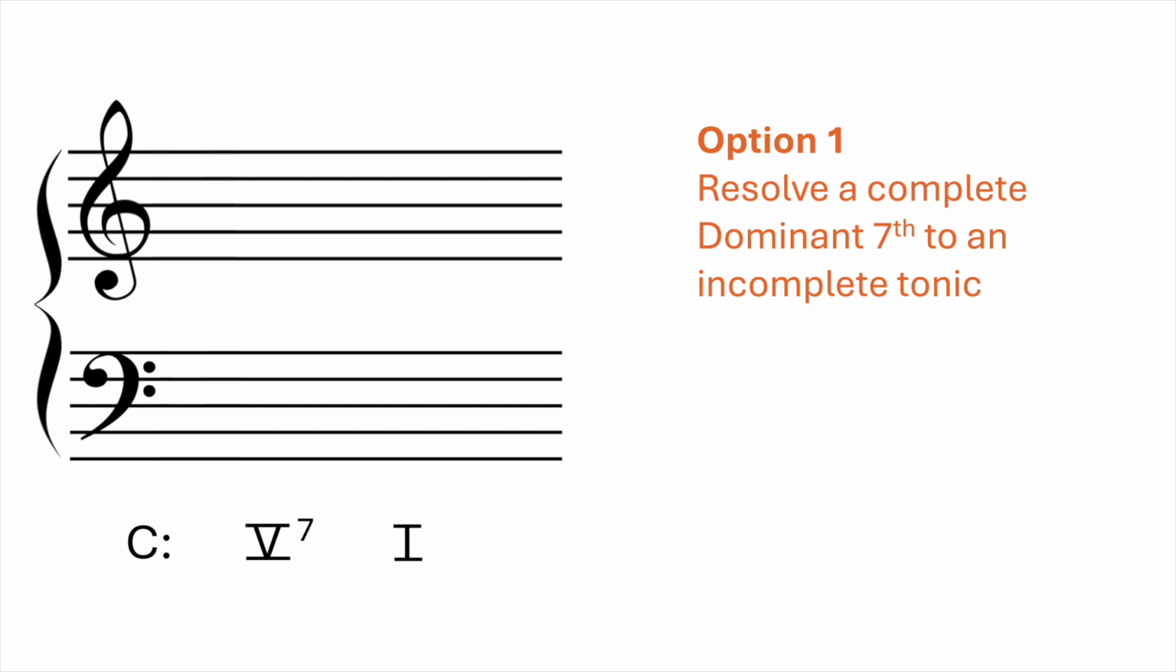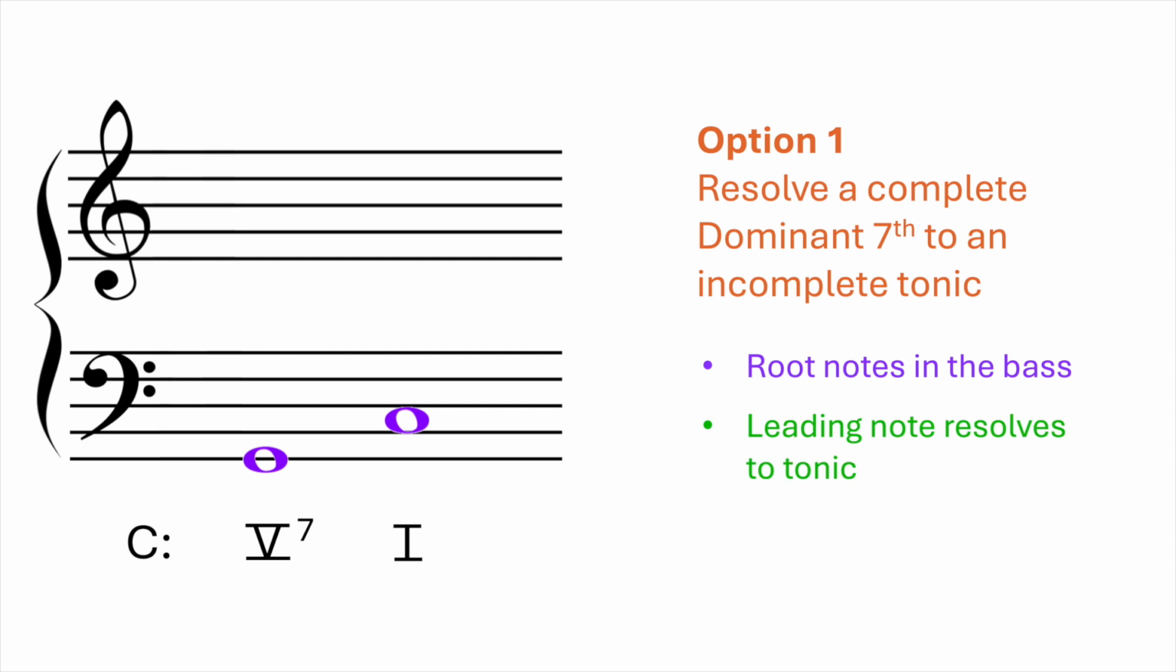So let's take a look at our rules. We want to have our root notes in the bass. So here we can have a G going to a C. Absolutely fine. We always need our leading note to resolve to the tonic, and we can do that. Let's pop that in our soprano voice, B going to C. The 4th has to resolve to the 3rd.